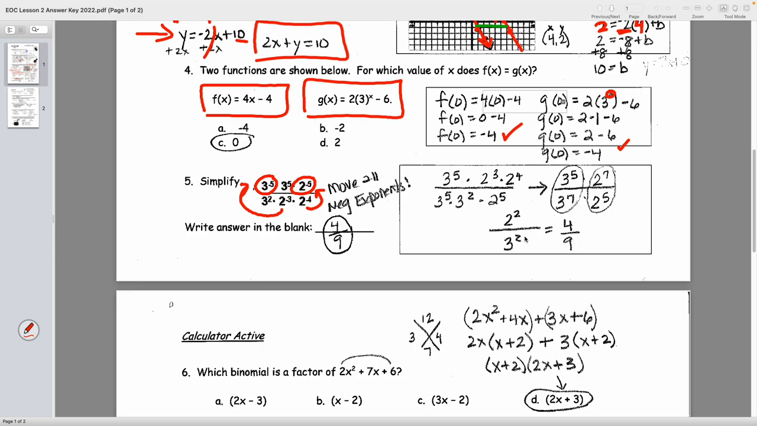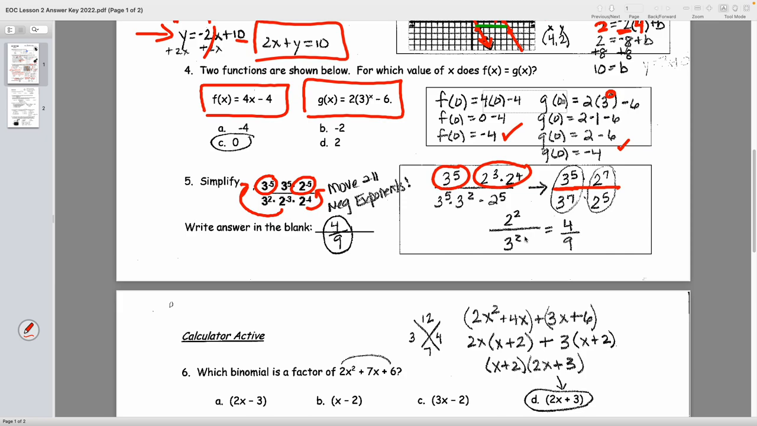Well, in the top, I had a 3 to the 5th by itself, so I just recopied that here. Right? But in the bottom, since I had 3 to the 5th and 3 to the 2nd, I went ahead and combined those by adding their exponents, which gave me my 3 to the 7th in the bottom. Same thing with the bases of 2s. In the top, I needed to combine these, which gave me my 2 to the 7th in the top, and I just recopied the 2 to the 5th in the bottom.